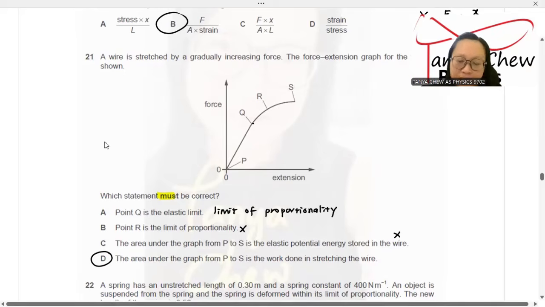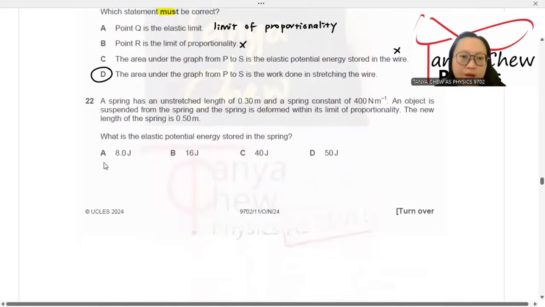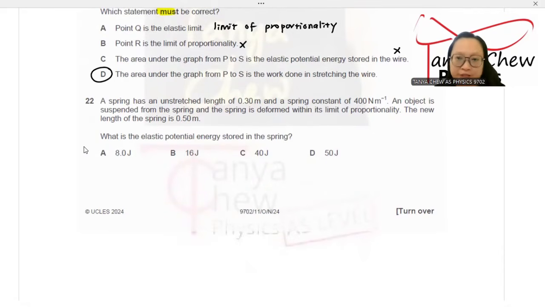D is the answer. Must be correct. Number 22, a spring has an unstretched length of 0.3 meter and a spring constant 400 Newton per meter. An object is suspended from the spring and the spring is deformed within its limit of proportionality. The new length of the spring is 0.5 meter. What is the elastic potential energy stored inside the spring?